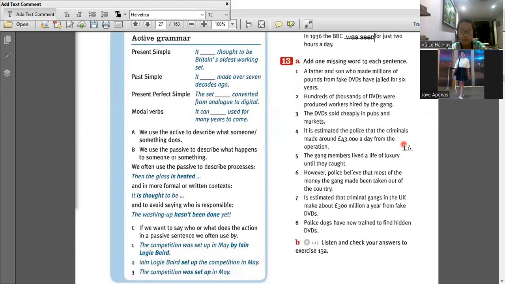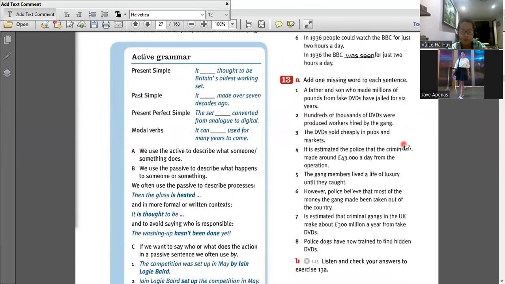Now let's proceed to add one missing word to each sentence. Which one has a missing word, and put it in the correct sentence. Try to read the sentence first to see if it's correct. If there's a missing word, what is it? Please state it. A father and son who made millions of pounds of fake DVDs has been here for 6 years.